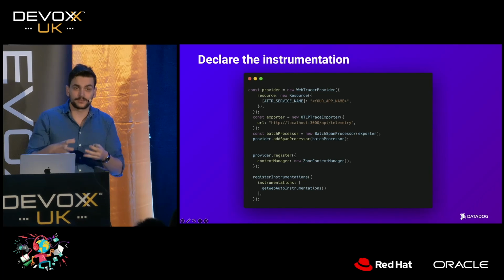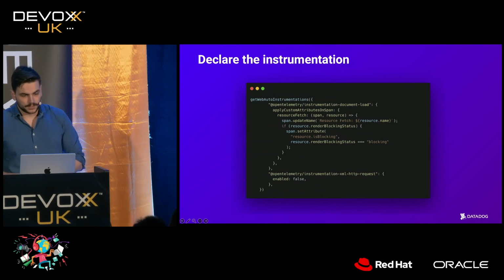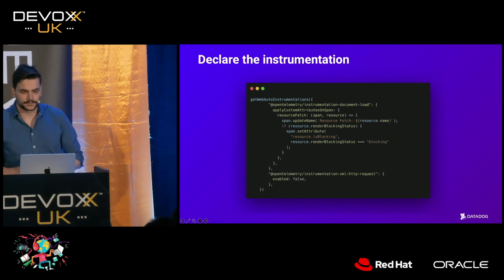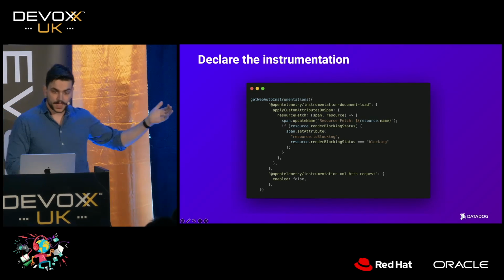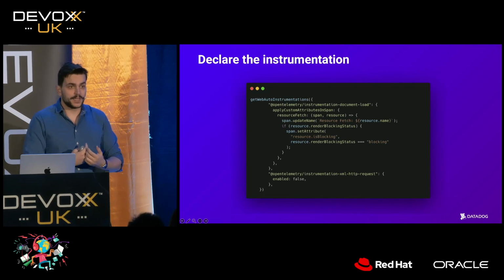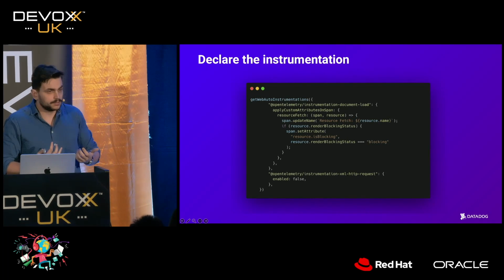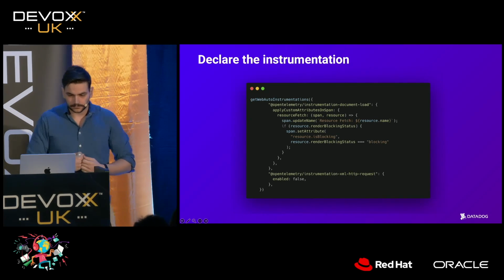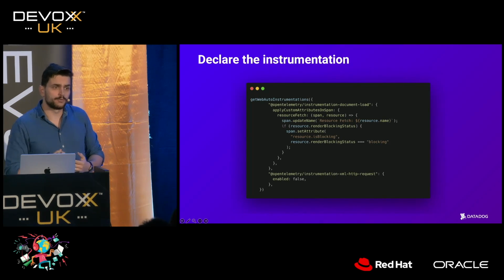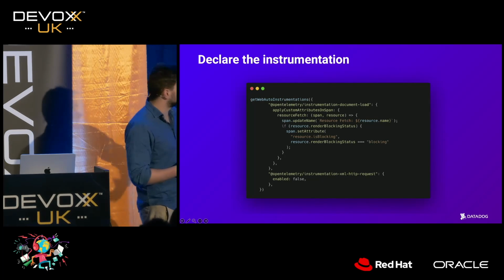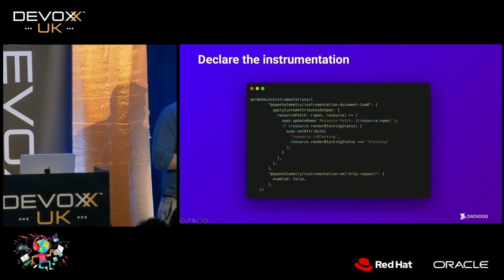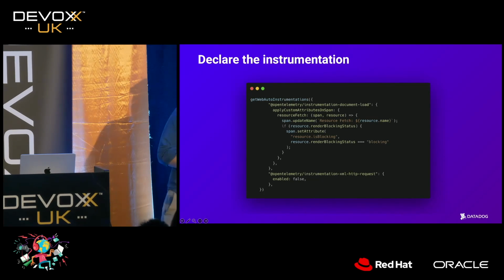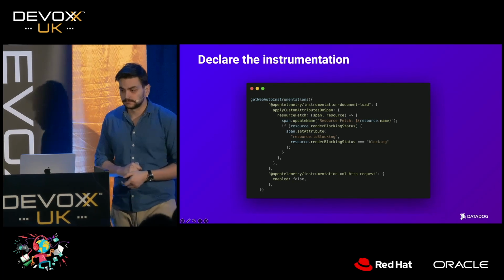But in your case, you will want more information. And this is how you can easily customize some traces. So here, for example, I just change the span name to put the resource name in the span, because for me it's easier to check the traces. I want to know if my resource is blocking, so I just add an attribute. And I just disabled a package because I don't use XML request.